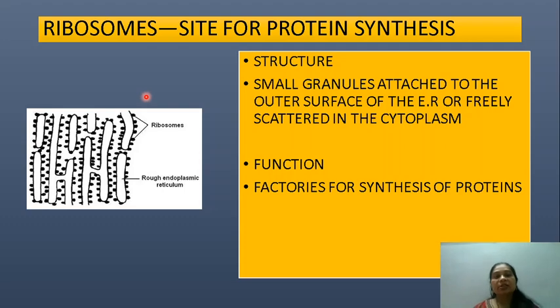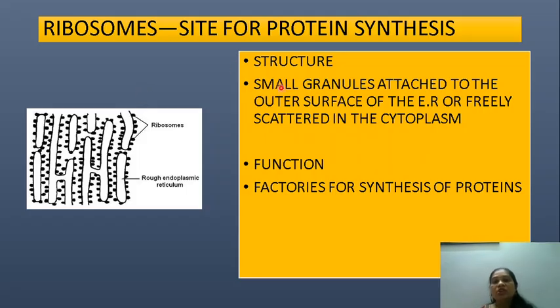The next part is the ribosomes. As we studied first in the endoplasmic reticulum, they are covered with minute red colored dots which I showed you, and they are known as ribosomes. Now these ribosomes are not only present on the endoplasmic reticulum, but they are also present in the cytoplasm. They are found scattered in the cytoplasm.